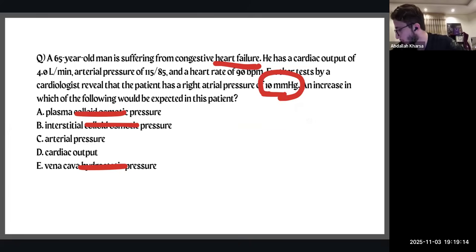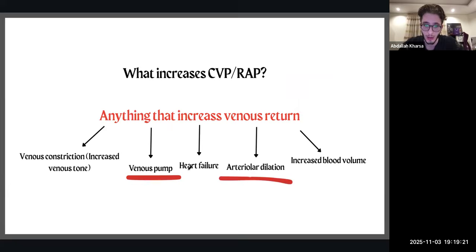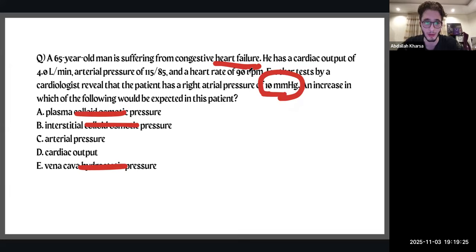More return, more venous pressure. More blood is returning to the right. Exactly. He has heart failure, so the heart isn't pumping blood. We literally said it. If you have heart failure, there's going to be more venous return. That's going to increase central venous pressure, right atrial pressure.